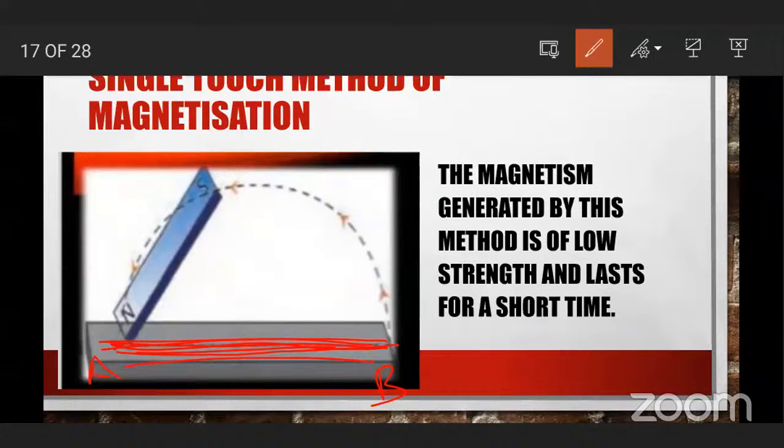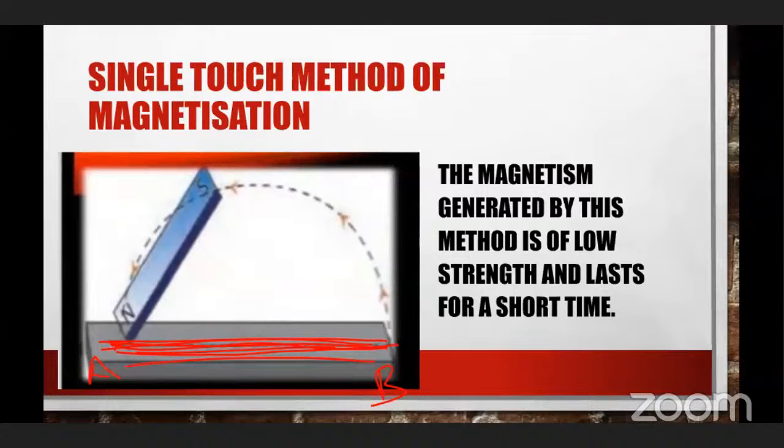The magnetism generated by this method is of low strength and lasts for a short time. After some time, the magnetism disappears. Okay, this is called the single touch method of magnetization, and the magnetism generated by this method is of low strength and lasts for a very short time.